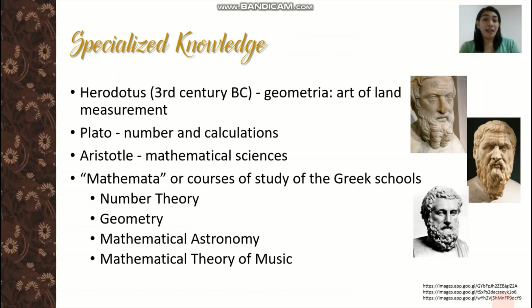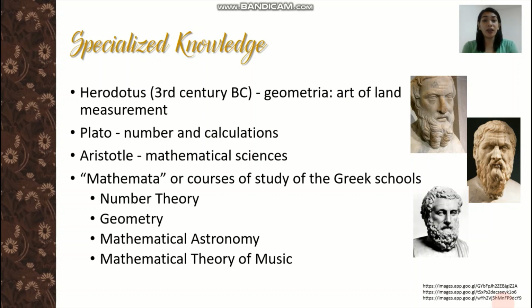So, mathematics actually evolved into a specialized knowledge. Some philosophers and scholars, like Herodotus, who is said to be the father of history, in one of his writings focused on the art of land measurement. This is what I told you earlier. From that, we had a branch called geometria, or what we now know as geometry.